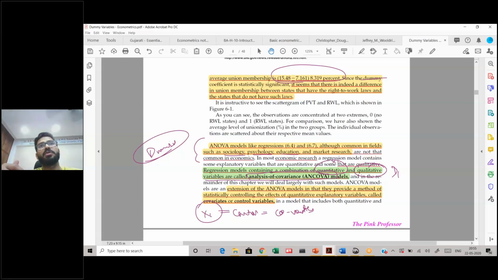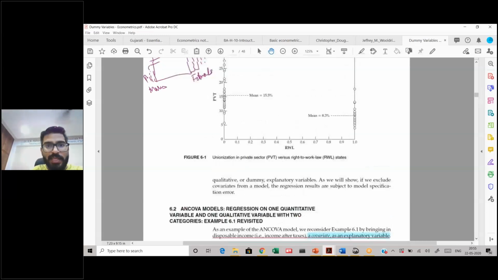Suppose you want to see how much time a person is spending on Instagram or social networking, or how much money you are spending on social networking, depending on the age, depending on the gender, depending on the kind of psychology that you have. That kind of analysis, where you only have categorical variables, is called ANOVA modeling. So this was the example.